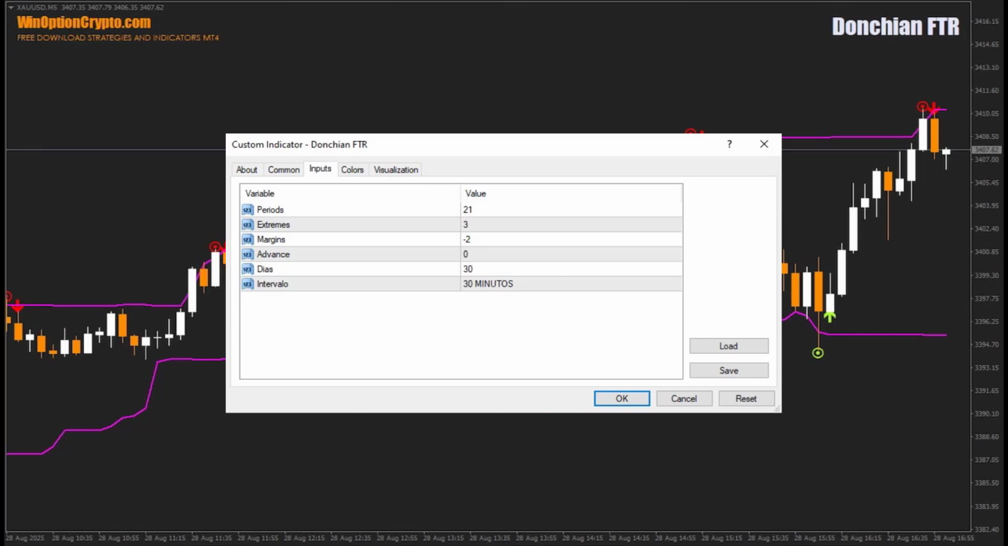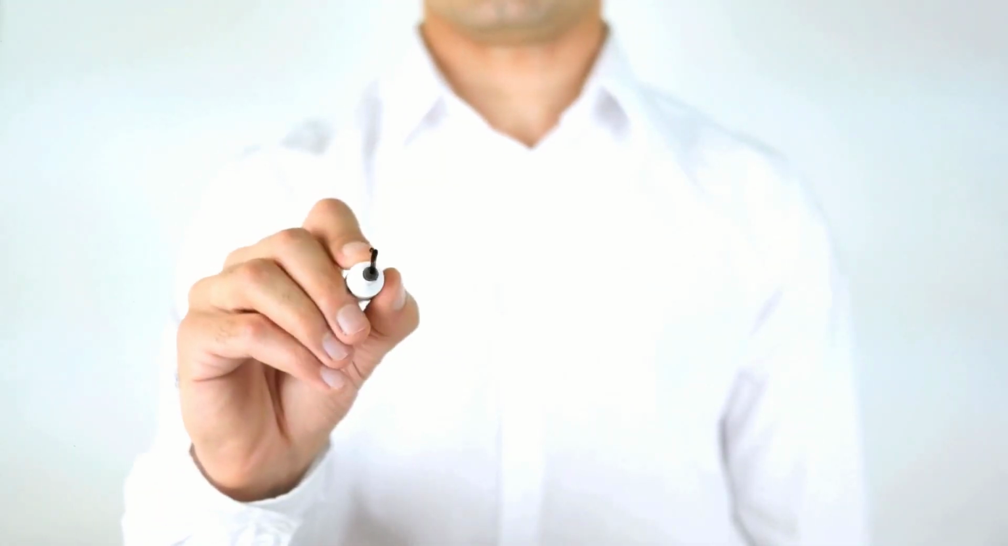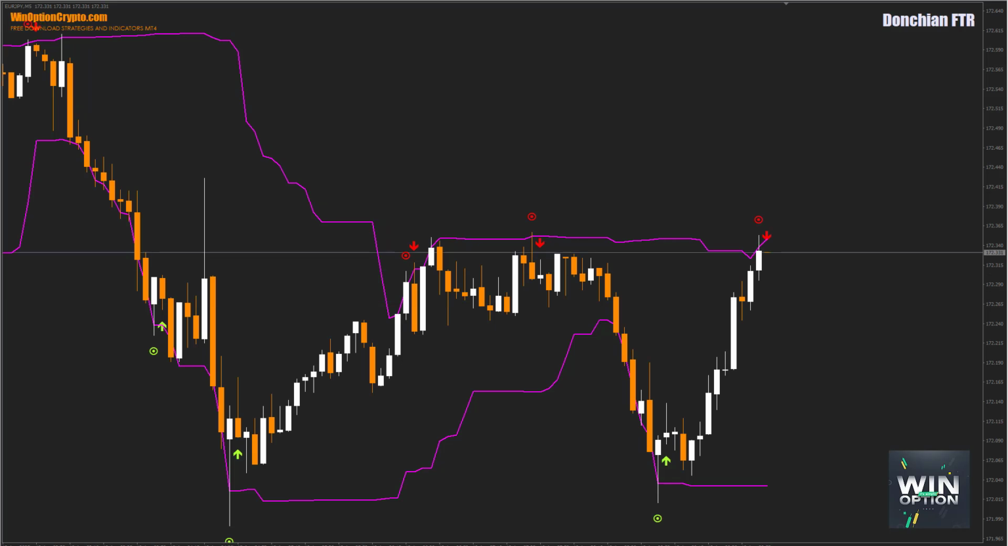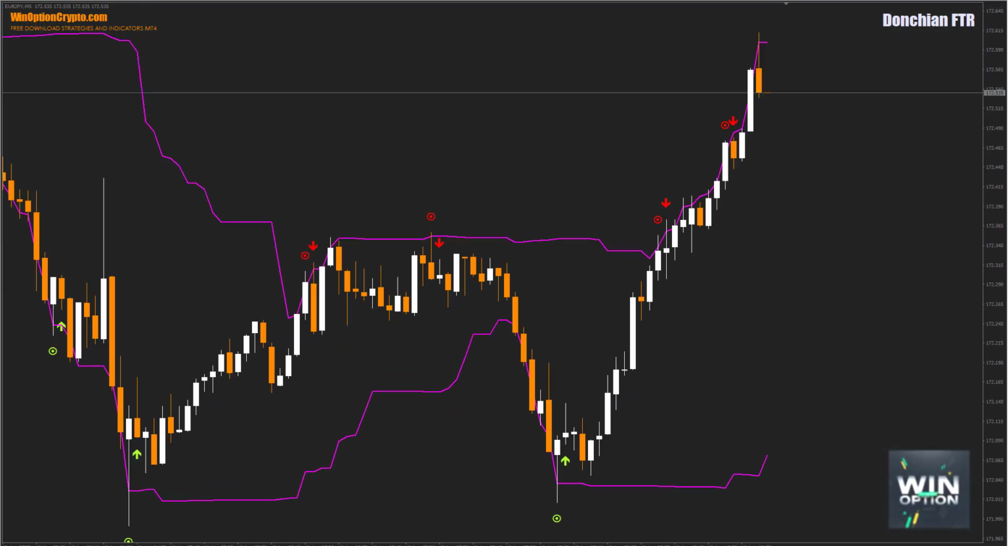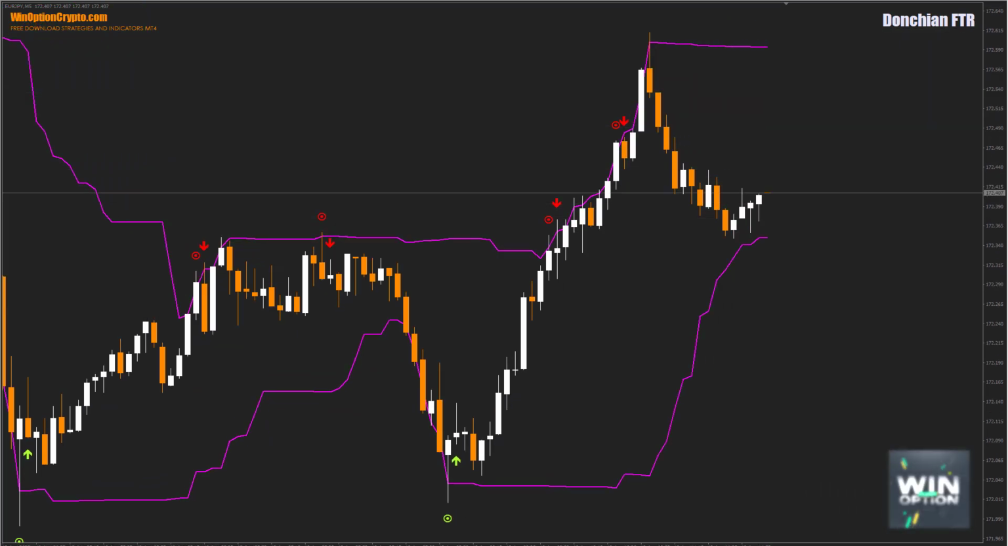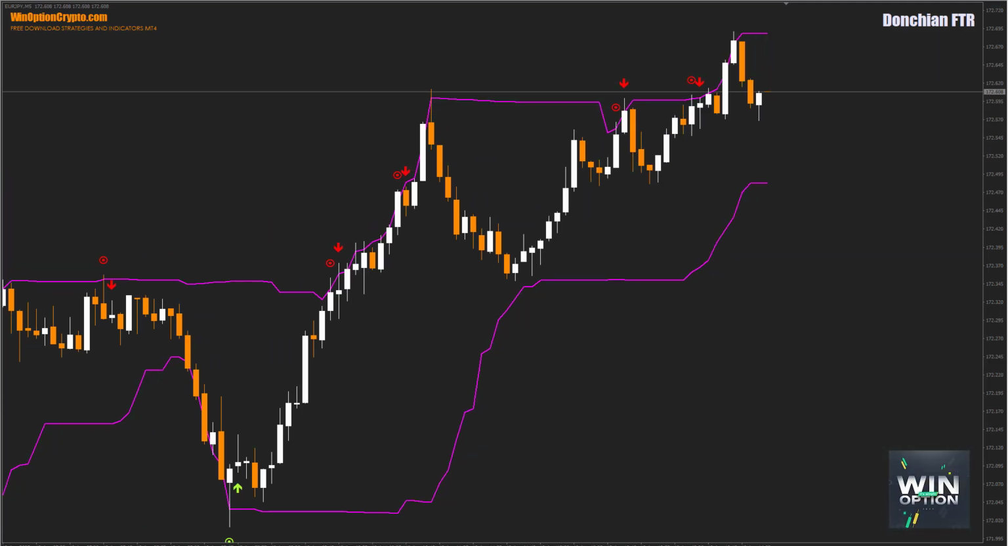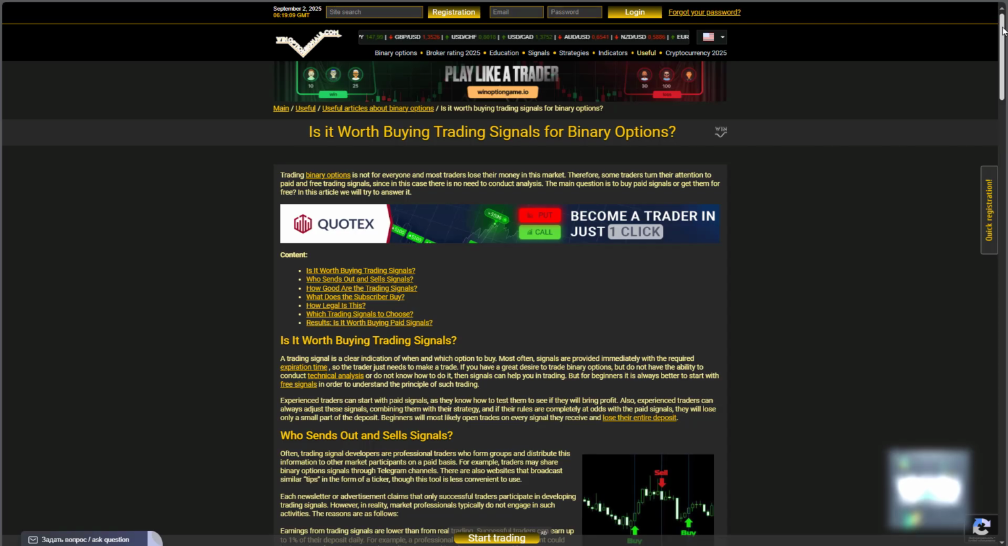The indicator has few settings, all of which are intuitive. The user can set the calculation period, the number of bars forming extremes, offsets, and the time frame on which the calculations are performed. Let's look at the trading rules for this indicator. Donchian FTR has everything you need for successful Forex and binary options trading. We would like to emphasize that no additional filters or confirmations are required to work with this tool. Everything is already built in.